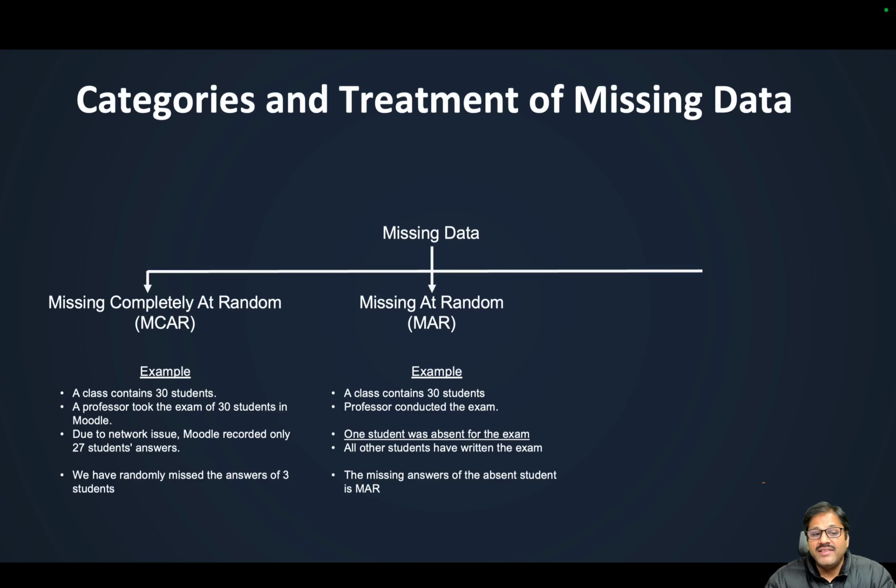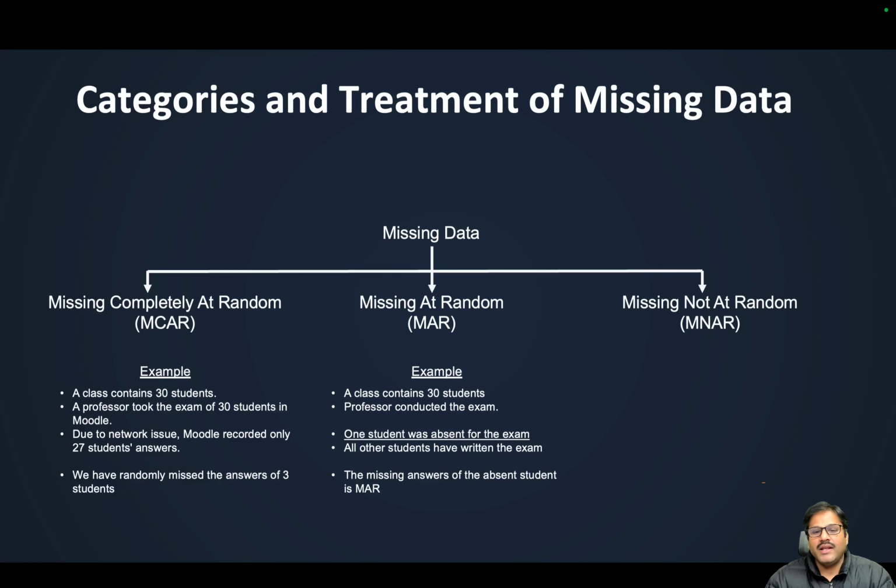The reason why this missing data is called missing at random is very simple. In the earlier case, the loss of the data of every student was equally distributed. But in this case, a student not attending the exam is completely dependent on himself. So the probability is not equal to all. That's the reason why we call the missing data as MAR, that is missing at random.